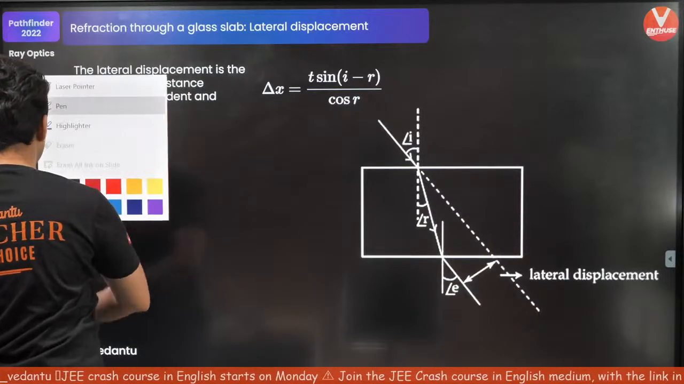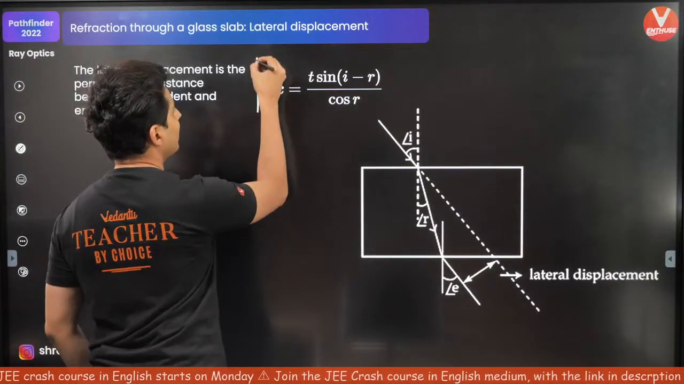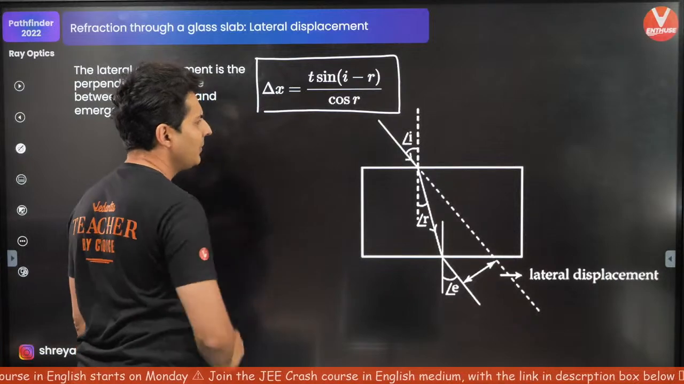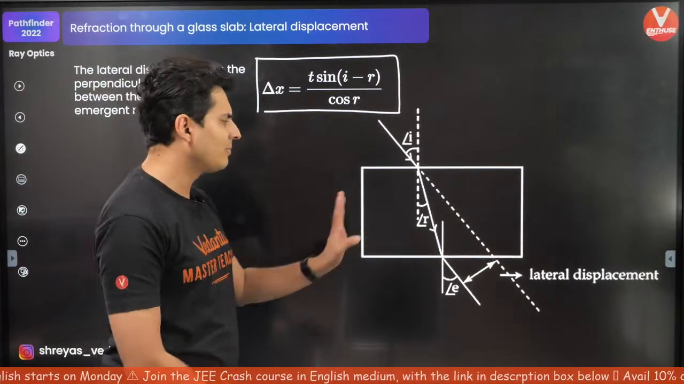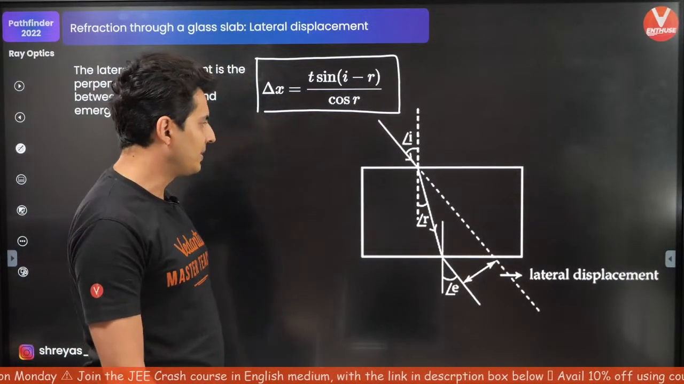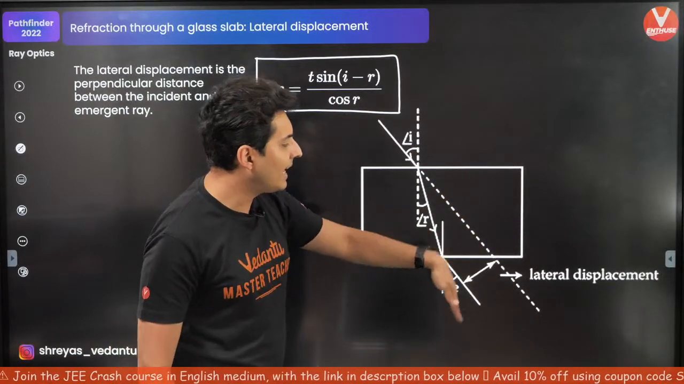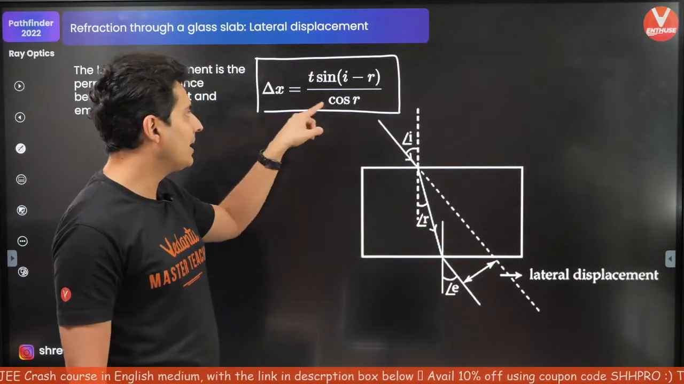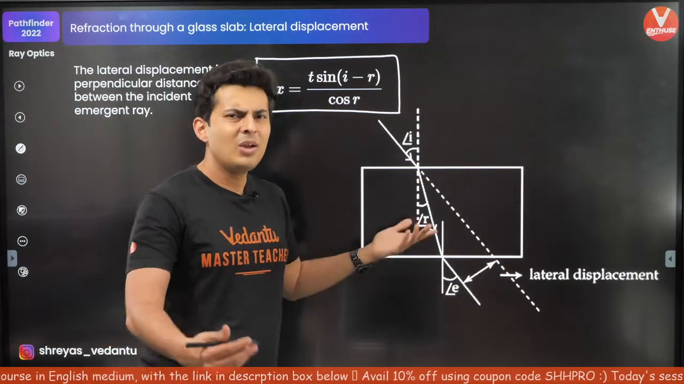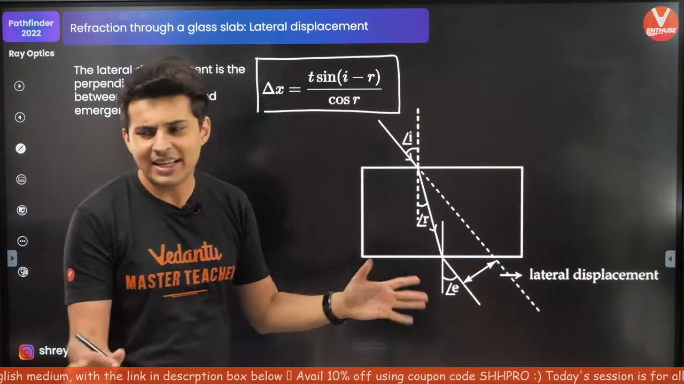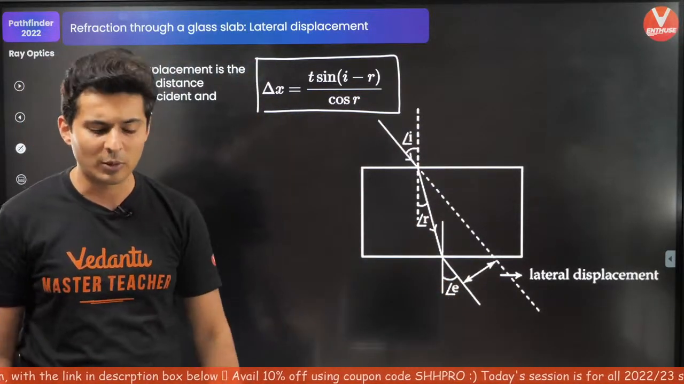There is no negotiation in that. You cannot say, sir, I will not remember this. Remember this formula. It's very simple. You can derive it easily using simple geometry. It's not that difficult. So the amount of lateral shift that occurs will be T by cos R into sine of I minus R. You can try this out as homework. Trust me, it is a very, very simple formula.